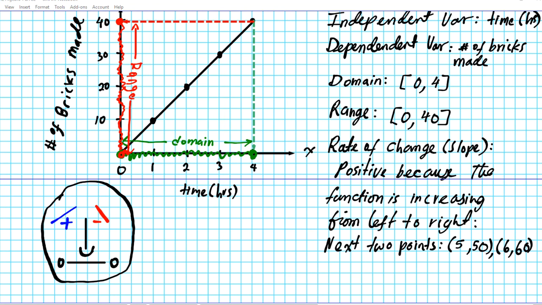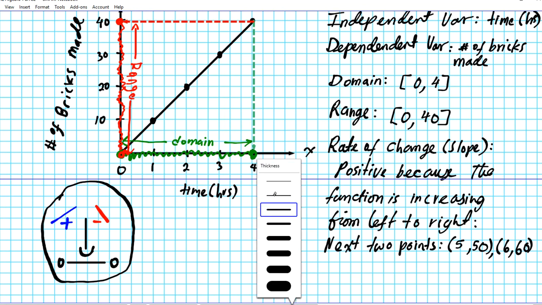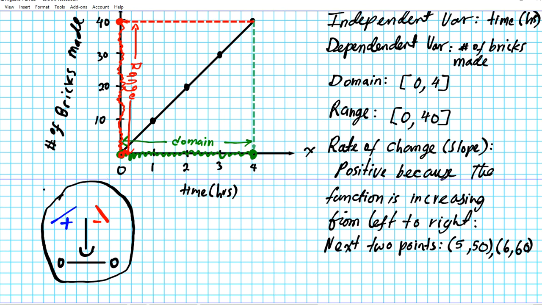Okay, and then one last thing. Let's describe the graph real quick, and then move on to the next problem. So how will we describe this graph that we have here? We can describe it as follows.